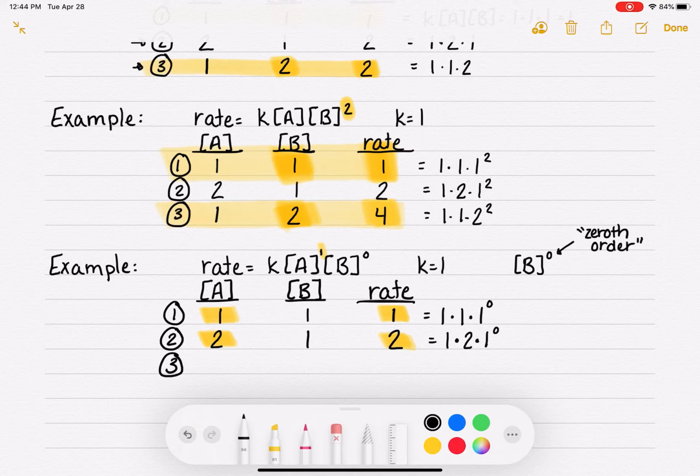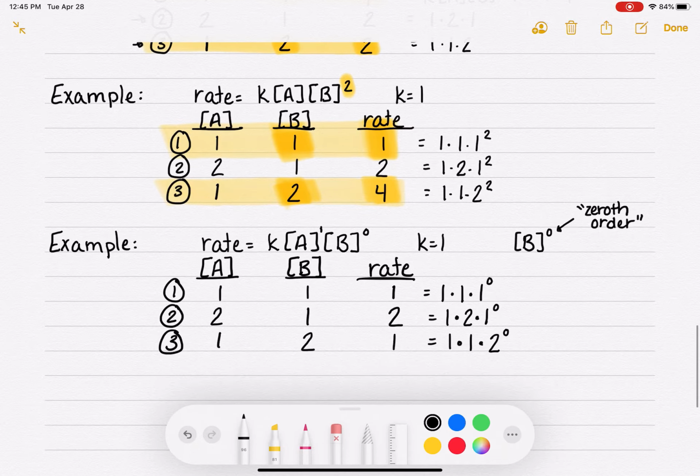So now let's consider option number 3. We keep A at 1, we double B. So now B is at 2. And how is this going to affect the rate of the reaction? Well, the value of K is still 1, the value of A is 1, and B is 2 to the 0. Go ahead, if you don't remember raising something to the 0th power, plug it into your calculator. The rate is going to be 1. 2 to the 0 is 1.